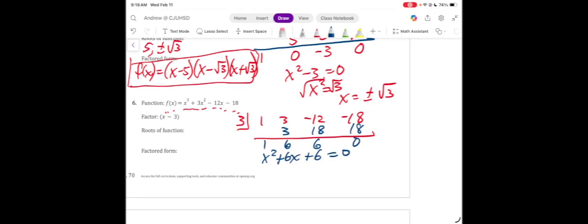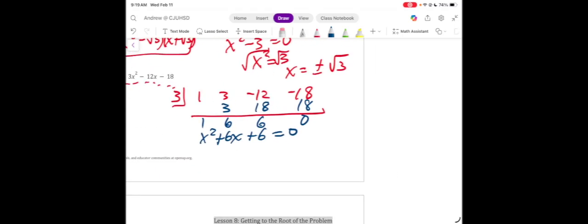If we're going to solve this, I don't think it's going to factor. We could use completing the square. I think I prefer to use quadratic formula. So quadratic formula, let's do what we call the discriminant first. B squared minus 4ac is 6 squared minus 4, 1, and 6. That's 36 minus 24, 12. Okay, so that tells me that it wasn't factorable because this is not a perfect square. It is going to be real, though.